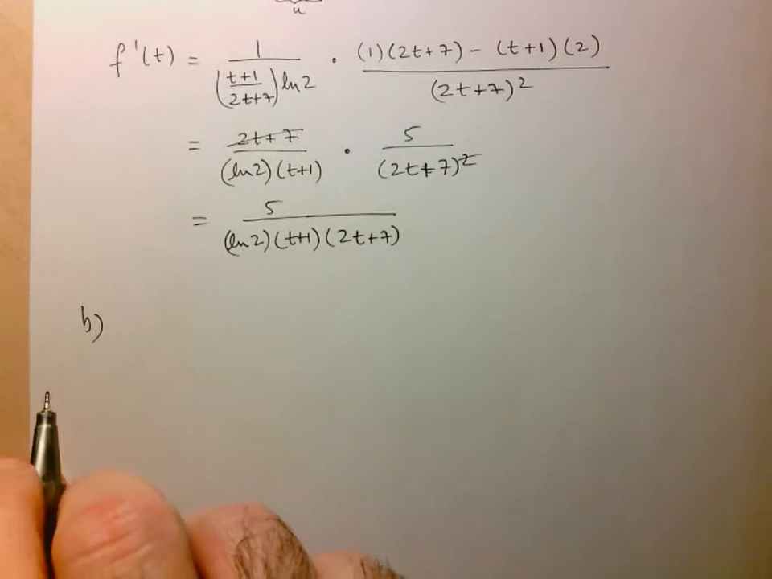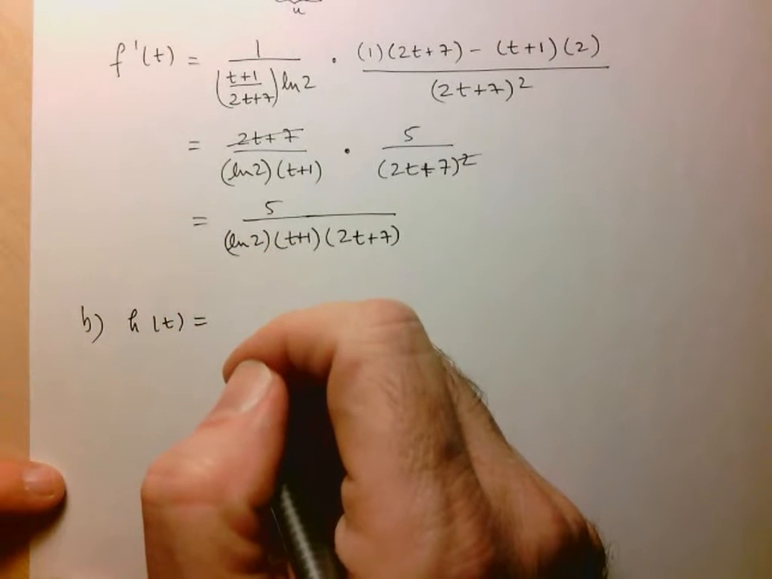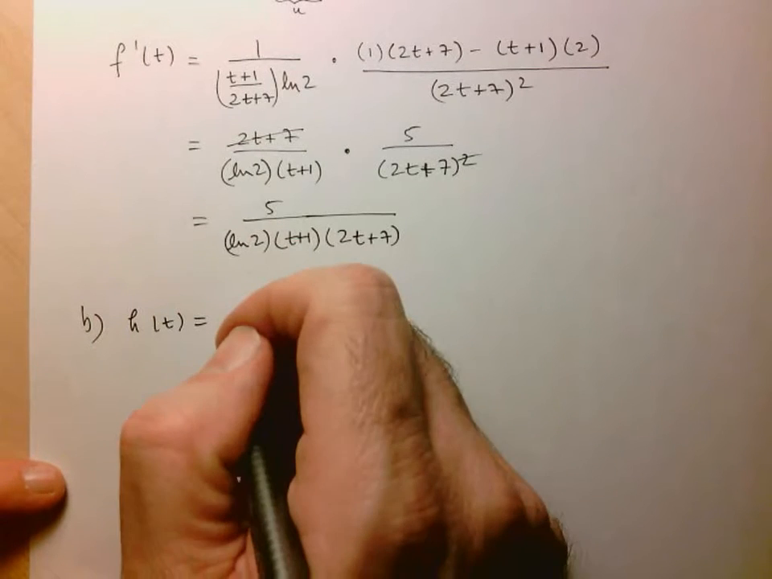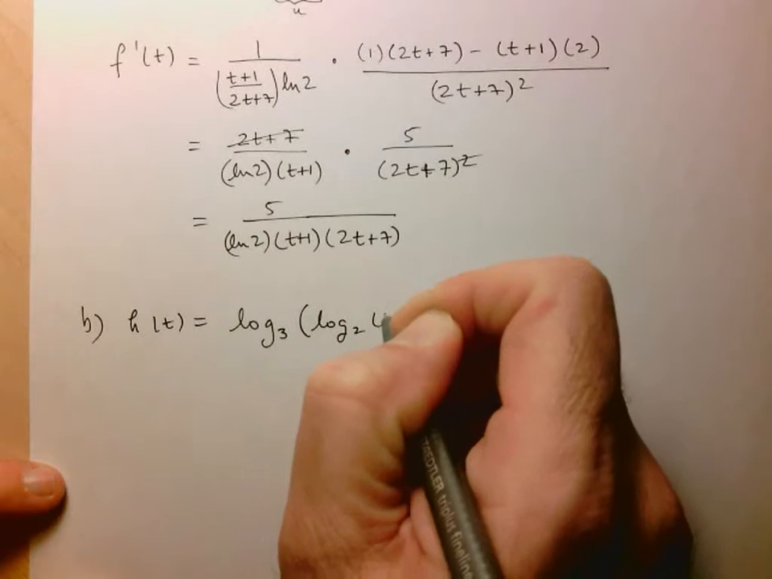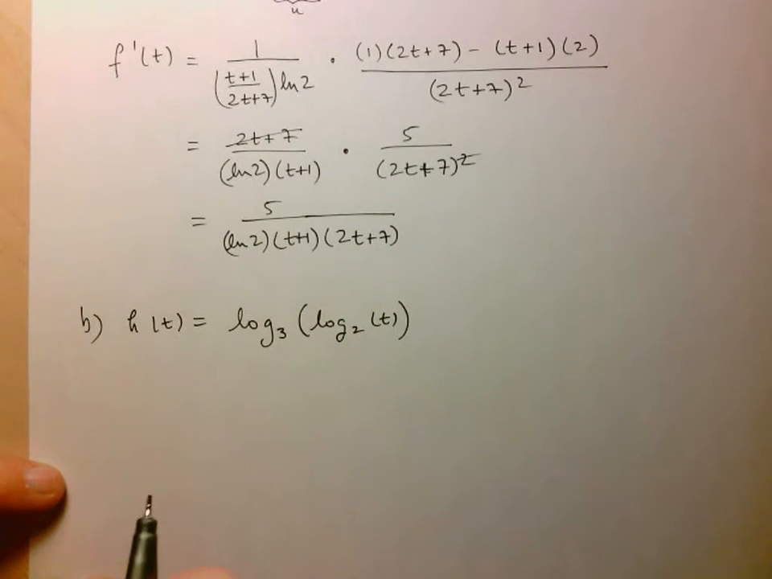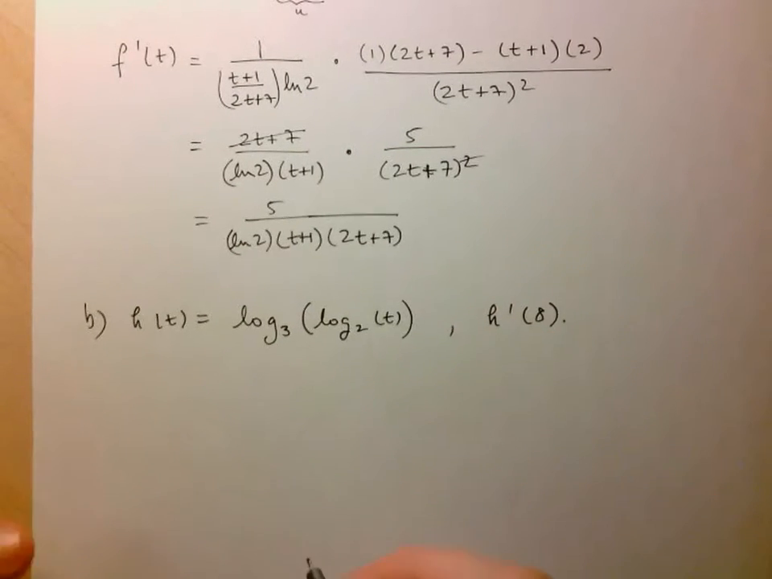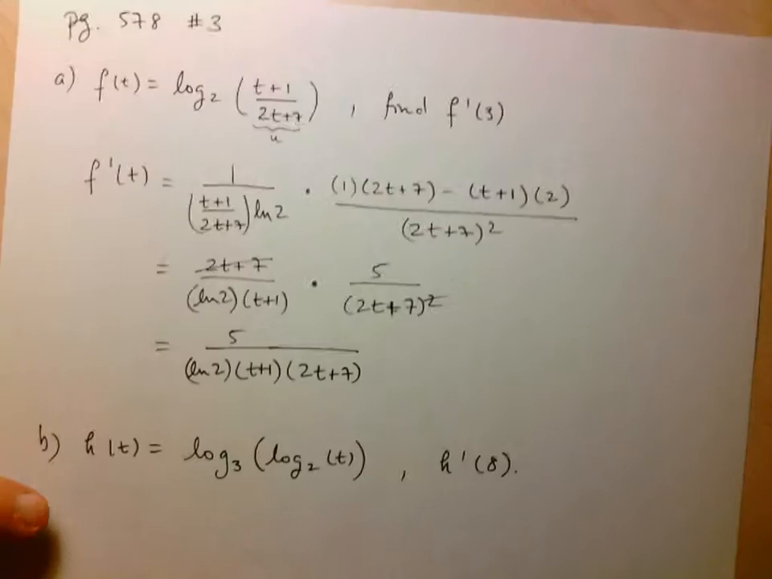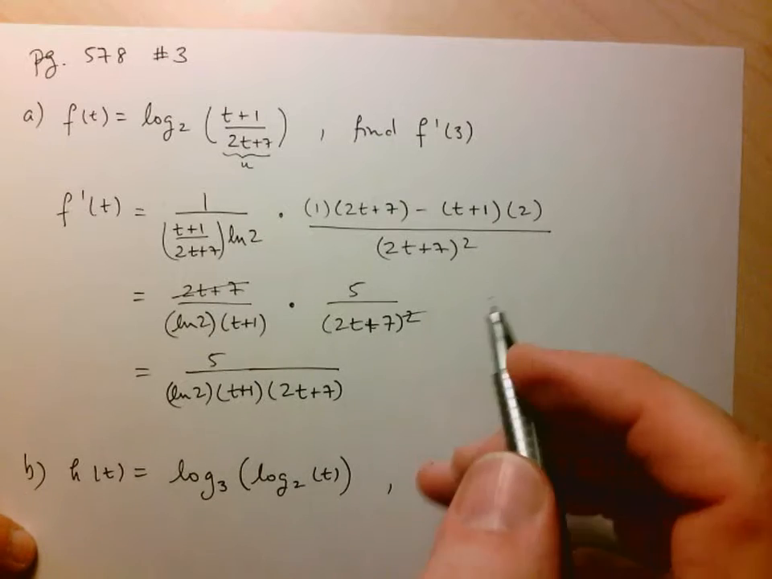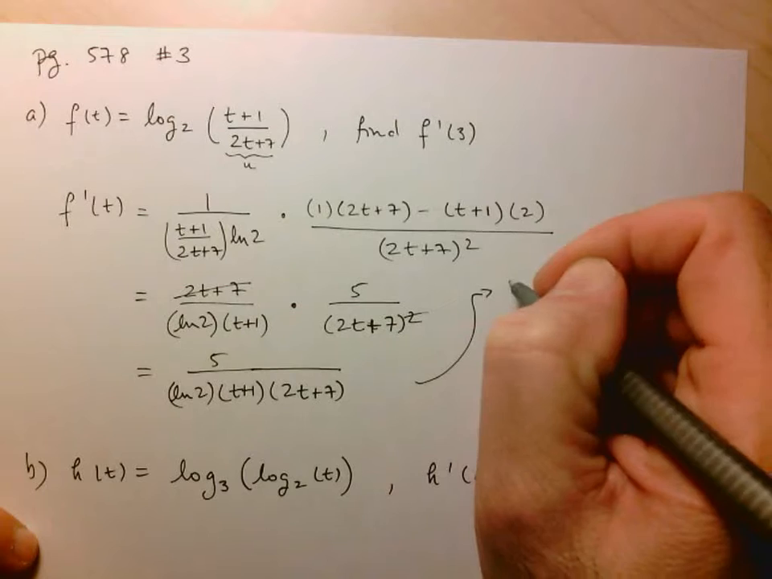So part B gives us h of t is equal to log base 3 of log base 2 of t. So log base 3 of log base 2 of t. And we want to determine h prime at 8. Okay, so again, first thing we have to do is calculate the derivative and then evaluate that. And I just realized in part A, I forgot to evaluate f prime at 3. Okay, so let's do that here.